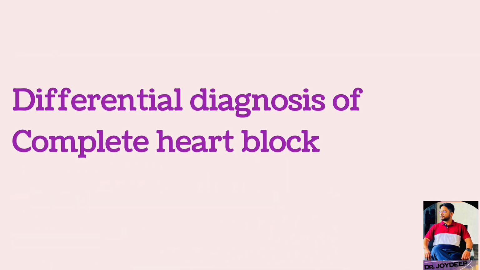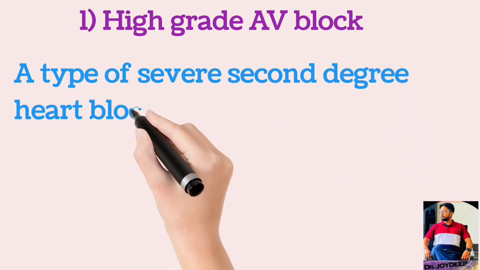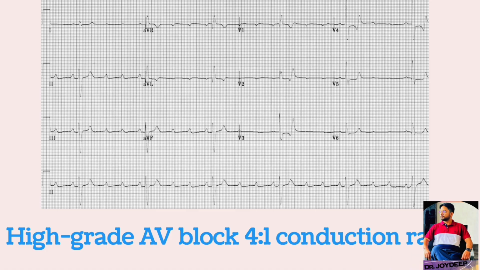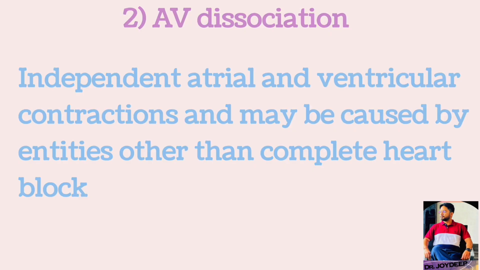Differential diagnosis. Complete heart block should not be confused with high-grade AV block. High-grade AV block is a type of second-degree heart block with a P to QRS ratio of 3 to 1 or higher that produces an extremely slow ventricular rate, but still some evidence of occasional AV conduction. The second differential diagnosis is AV dissociation. This term indicates only the occurrence of independent atrial and ventricular contraction and may be caused by entities other than complete heart block.